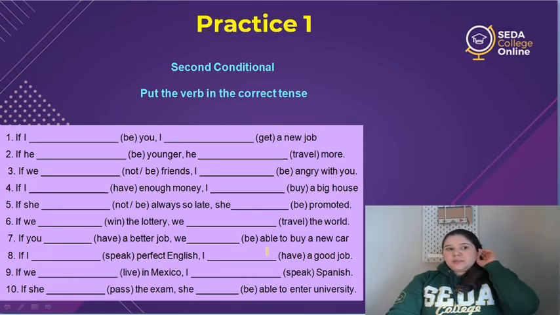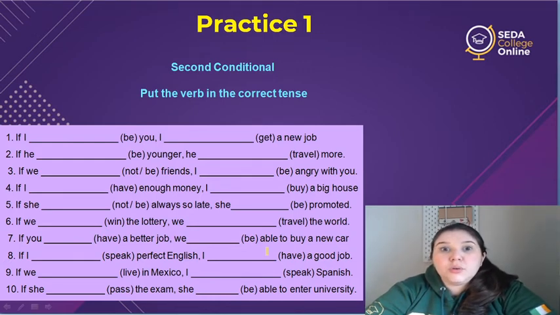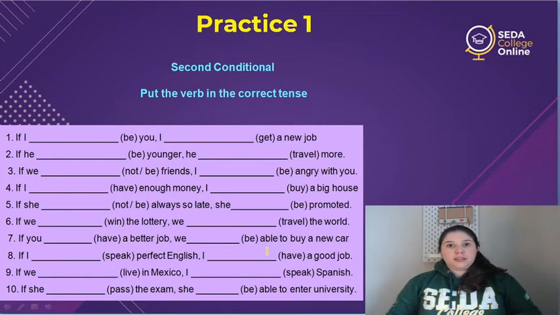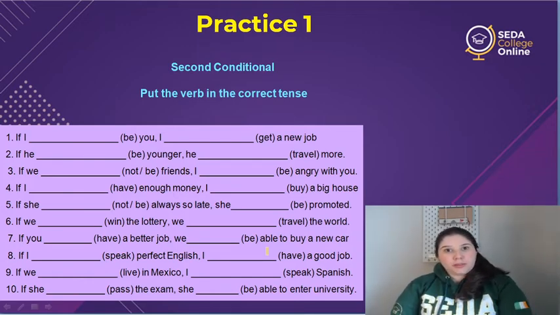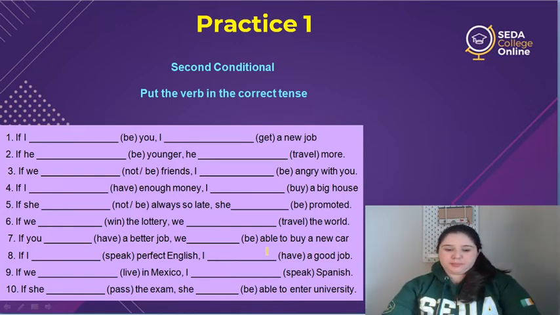I have here some sentences. They all start with the if clause. So all of them need the past simple. And the second clause will be would plus infinitive. So I'm going to give you 2 minutes again. Complete these sentences using the second conditional. And then we're going to talk about them together, okay? 2 minutes. Let's work.